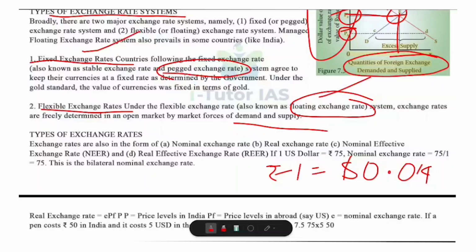And do you know what are the advantages of flexible exchange rate system? Yes, it automatically adjusts to balance of payment changes, and also there is no need for large foreign exchange reserves. Now what are the disadvantages? It can be volatile, making international trade and investment risky.